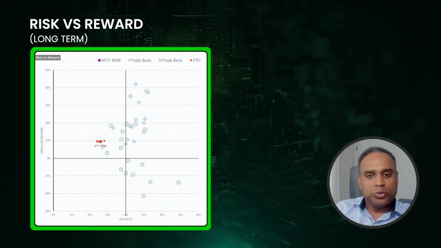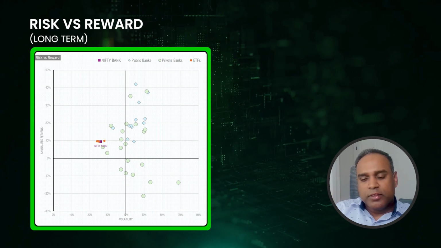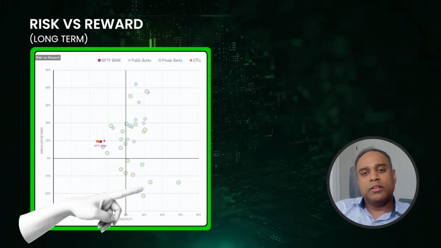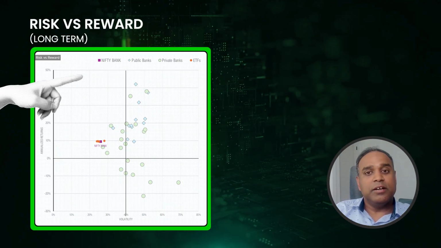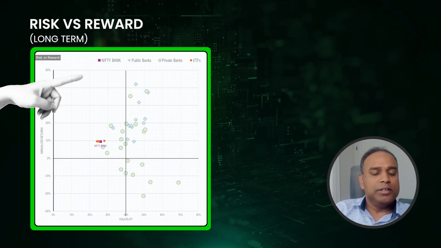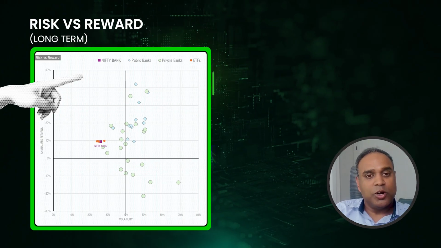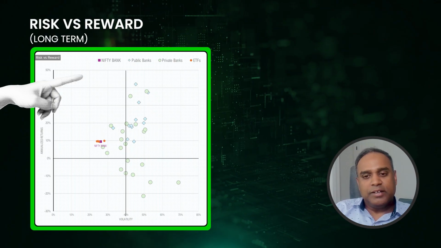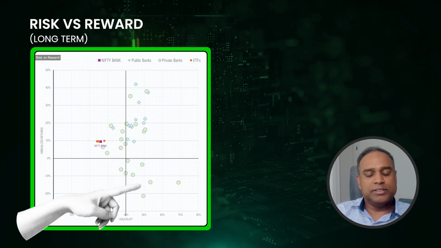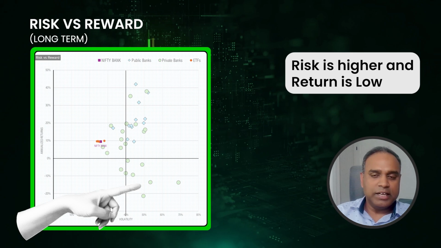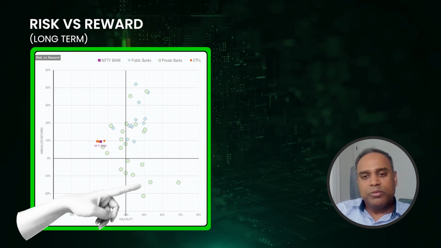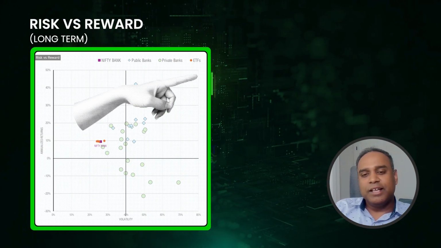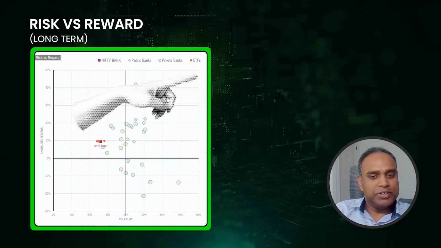Now, if you split this into quadrants, what we can interpret here is that the further to the right of our screen, the more the risk is increasing. The further to the top of our screen, the better the returns are. So ideally you want banks or stocks which are in the top left corner, which means risk is less and the return is higher. But if they are in the bottom right corner, which means the risk is higher and the returns are low, that is the worst option for us. Now, typically, you will see more stocks in the diagonal from the bottom left to the top right. And that means if the risk is more, the return is more. If the risk is less, the return is less.